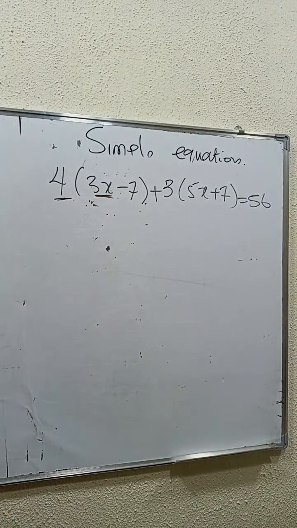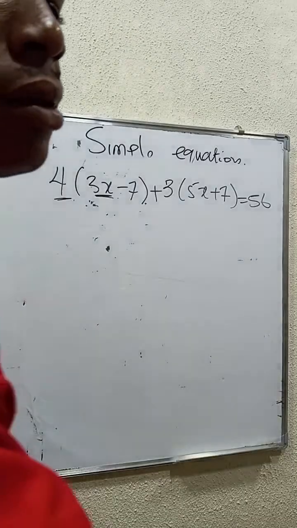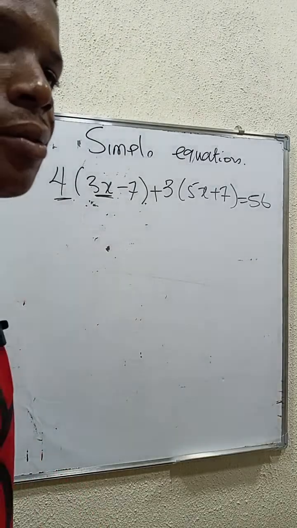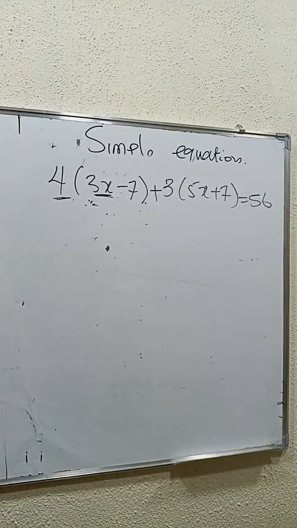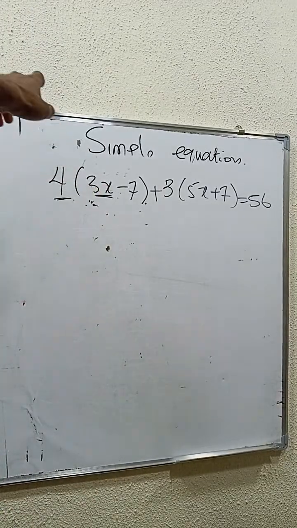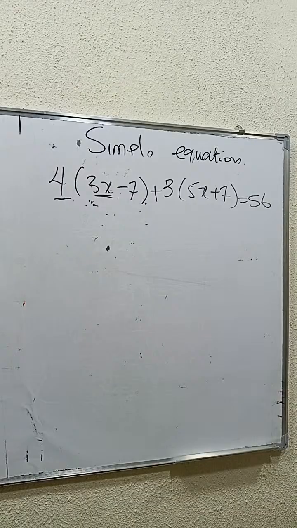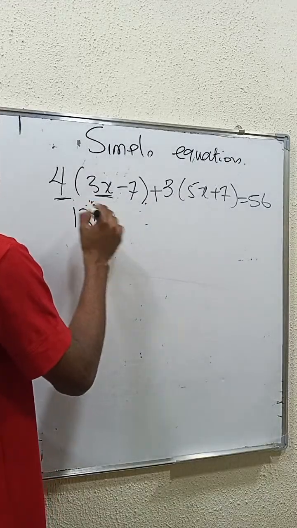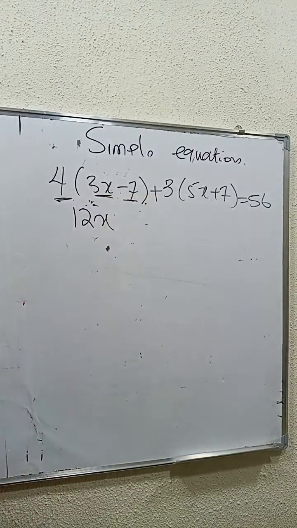Let's do this together, okay? 4 times 3x is what? Let me know. What is 4 times 3x? It's basically 4 times 3. Let me know. You have it as what? 12x. What is 4 times minus 7?